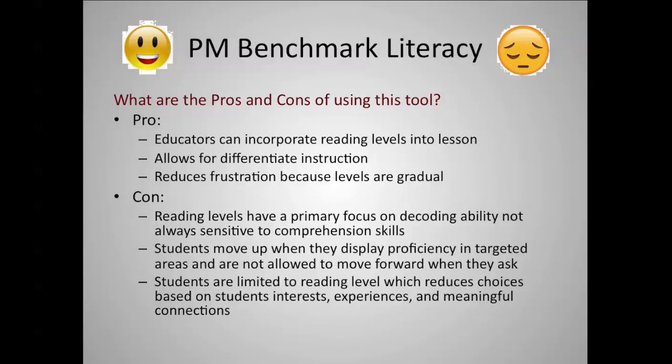Some cons of the PM benchmark are that the reading levels have a primary focus on decoding ability and are not always sensitive to the comprehension skills of the students. Also, as students move on to display proficiency in the targeted areas of that level, they can move up, but are not allowed to move up if they display that they want to. So if they have a need to try harder books, they can't move up unless they've displayed proficiency in the targeted areas of that level.